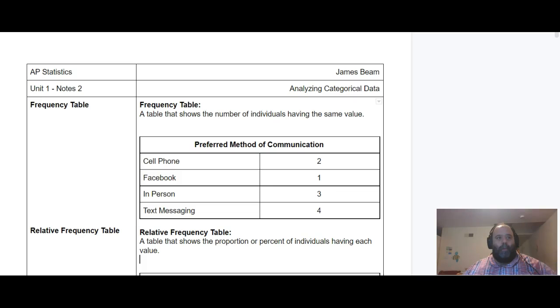So we go through the data list and we see how many of the data fall into each category. And a frequency table is just literally a count. So on the left-hand side of the frequency table here, you should see the categories: cell phone, Facebook, in-person, and text messaging. And on the right-hand side, you see those counts. Now, if you look there, there's 2, 3, 6, 4, that's 10, right?